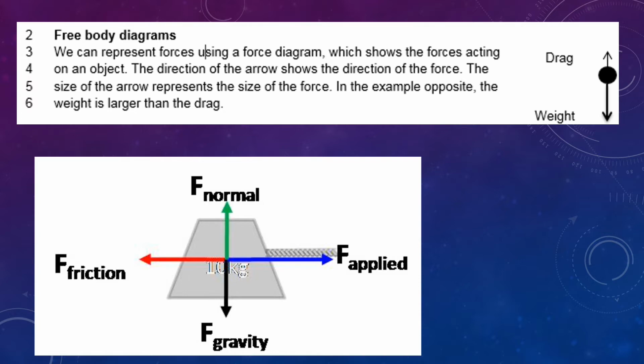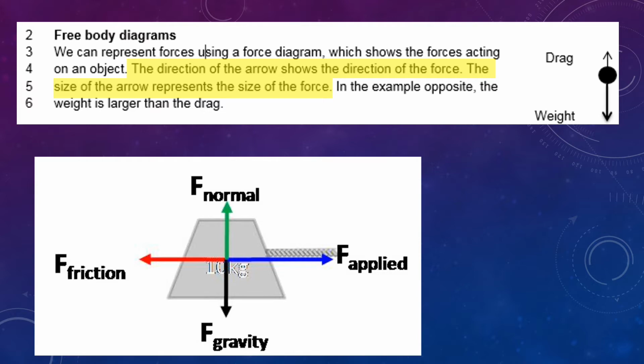The first thing we're going to learn about here is free body diagrams. Starting on line 3, it says that we can represent forces using a force diagram, which shows the forces acting on an object. As we learned last class, vectors have a direction. So the direction of the arrow shows the direction of the force, and the size of the arrow represents the size of the force. You should know this because last time we talked about how the longer the arrow is, the bigger the force that's being applied.